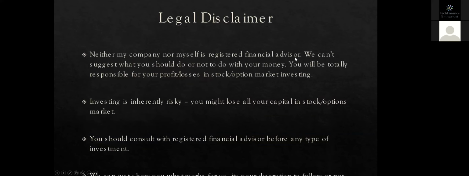At first, the legal disclaimer: neither my company nor myself is a registered financial advisor. So we can't suggest what you should or should not do with your money. You will be totally responsible if you want to follow our recipe or our plan. Investing is inherently risky. You might lose all of your capital in the stock market, so be careful about that. You should definitely consult with a registered financial advisor before any type of investment. We can just show you what works for us, but it might not work for you. So it's only your discretion whether you want to follow it or not.